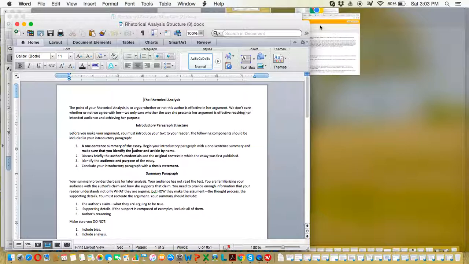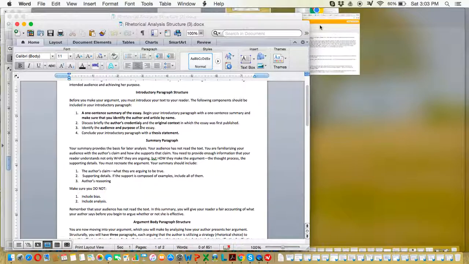Ever after, you refer to the author by their last name, not their first, but the first time you mention the author, you have to do the full name. You give the author's credentials, who is this person, the original context, where was it published. So basically, this is kind of like the context paragraph in your summary and synthesis essay, where you talked about the conversation. Who is this person? Why should we listen to him? You're introducing the concept and the text.